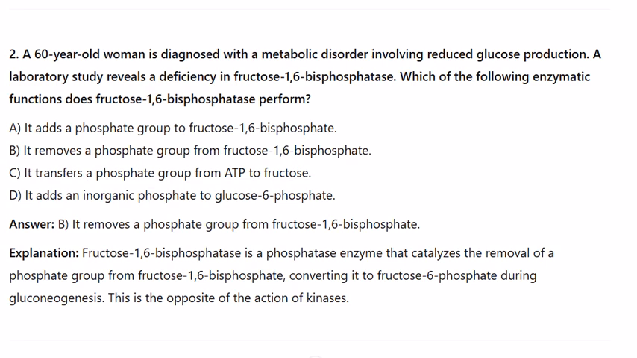Explanation: fructose 1,6-bisphosphatase is a phosphatase enzyme that catalyzes the removal of a phosphate group from fructose 1,6-bisphosphate, converting it to fructose 6-phosphate during gluconeogenesis. This is the opposite of the action of kinases.